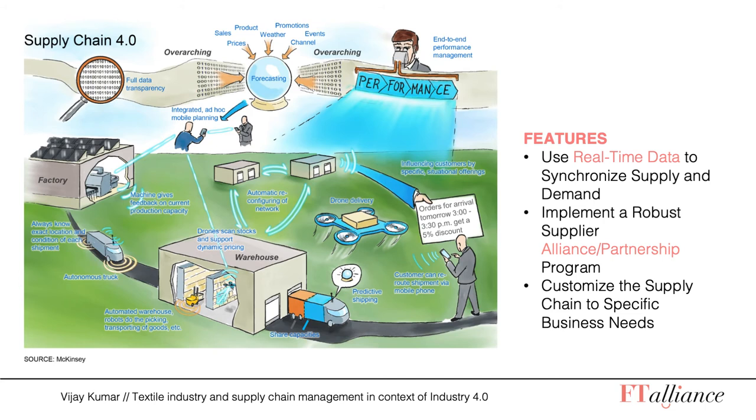So here is an example. This example goes similar to what we have seen previously. That means that we have these factories, we have this warehouse, and then we have some distributors or retailers there.